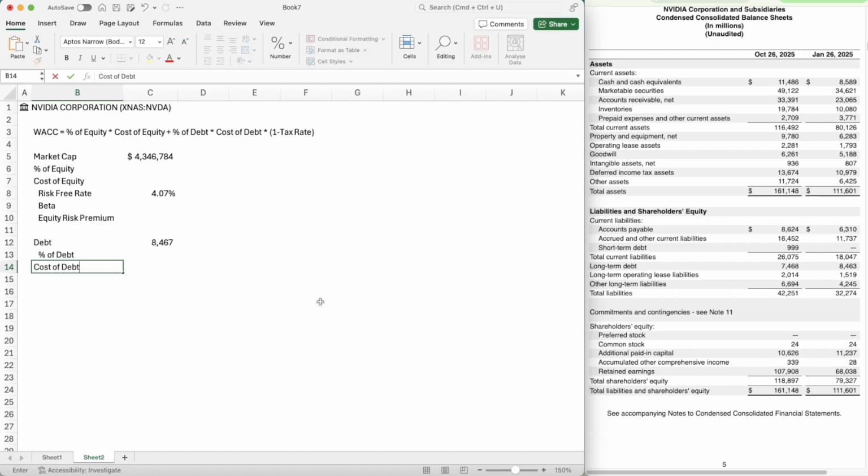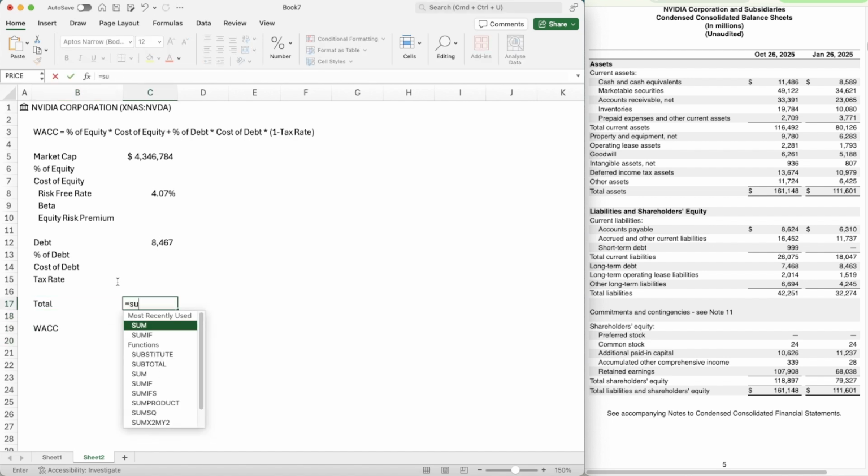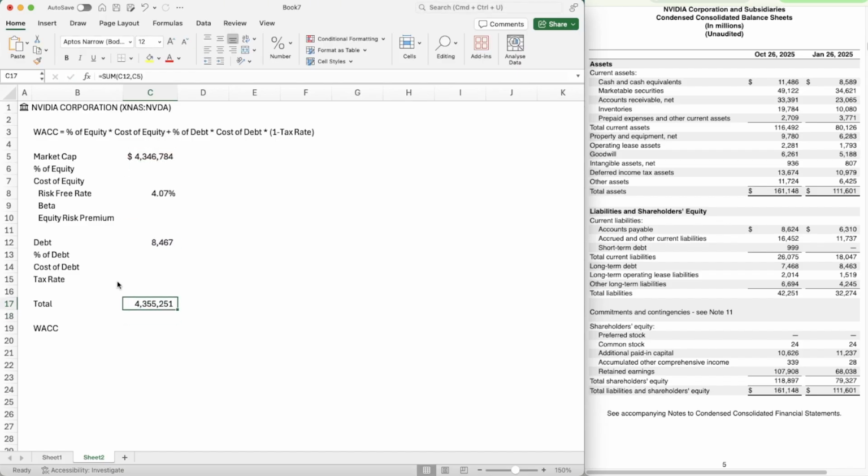and cost of debt. Tax rate. I want to put total here. Total is just the sum of your debt and your market cap. Then the percentage of equity is your market cap divided by your total. And yes, as you can see, the debt is very, very insignificant for the company. It's such a small part of it. This is a majority equity company.